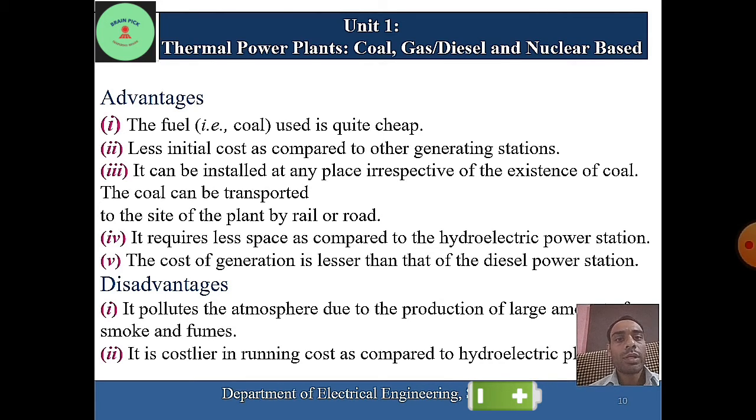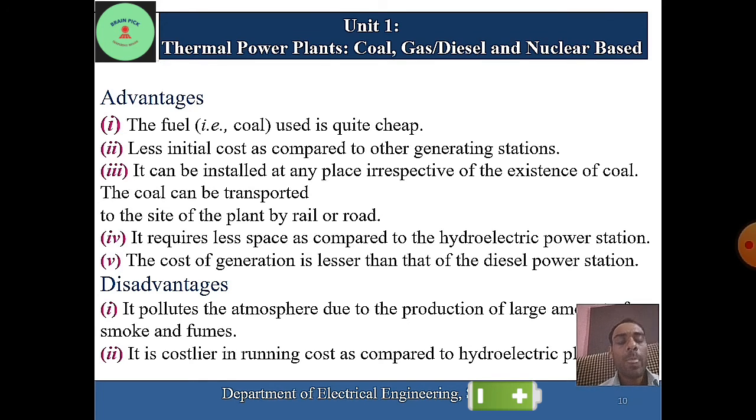Number four, it requires less space as compared to the hydroelectric power station. The space required for the construction and for the operation of coal power station is very less as compared to hydropower station. And number five, the cost of generation is lesser than that of diesel power station. Diesel power station is the power station which uses diesel as a fuel to generate electrical energy.